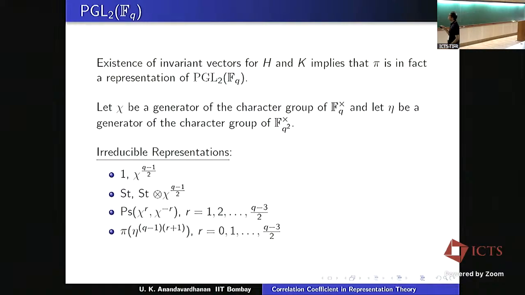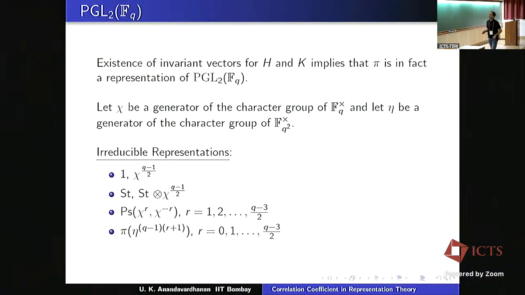So how many representations are there overall? Two here, they are of dimension 1. Two here, they are of dimension q, Steinberg. And (q minus 3) by 2 here, they are of dimension, which we have already seen, q plus 1. And then the cuspidals are of dimension q minus 1, and there are (q minus 1) by 2 of those, r from 0 to q minus 3.